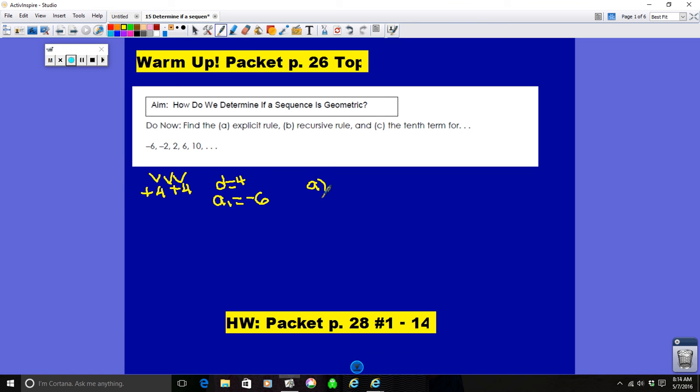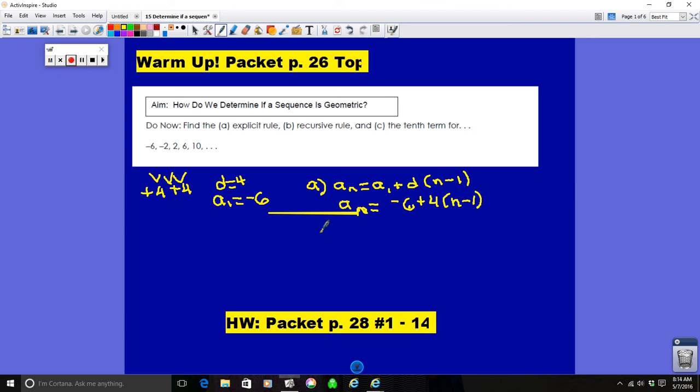So for the explicit rule, there's a couple different ways of doing this, but one is to use A of n equals the first term, A of 1, plus D times n minus 1, or n minus 1 times D. So the explicit rule would be A of n equaling -6 plus our common difference, which is 4, times n minus 1. You can leave it like that, or you can go ahead and simplify it and give it an answer of 4n minus 10. So that's A of n. That is the explicit rule.